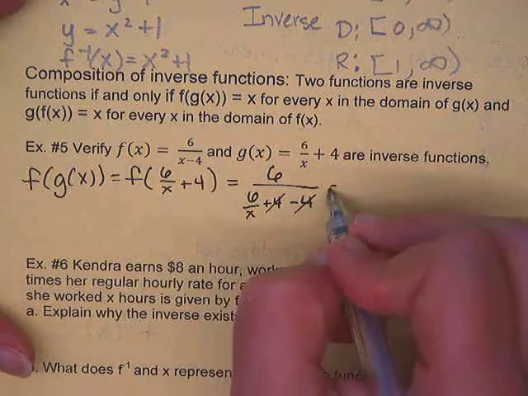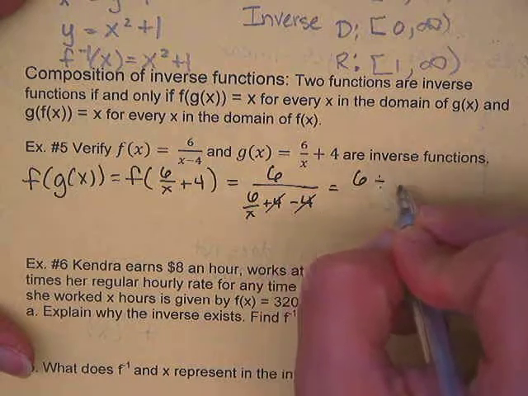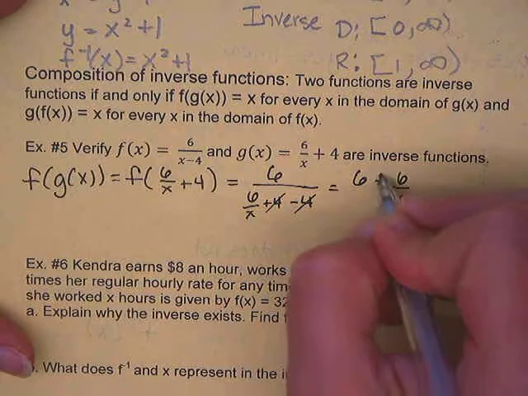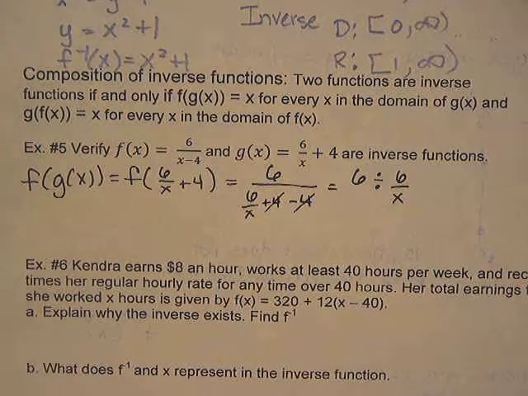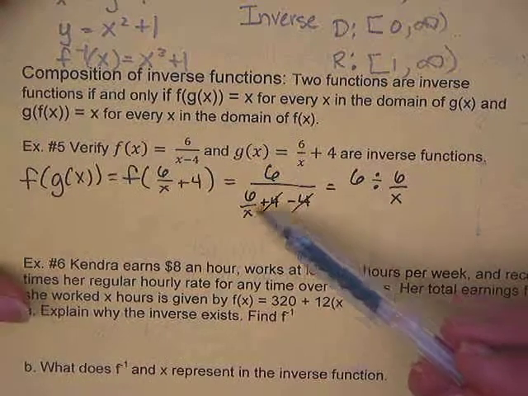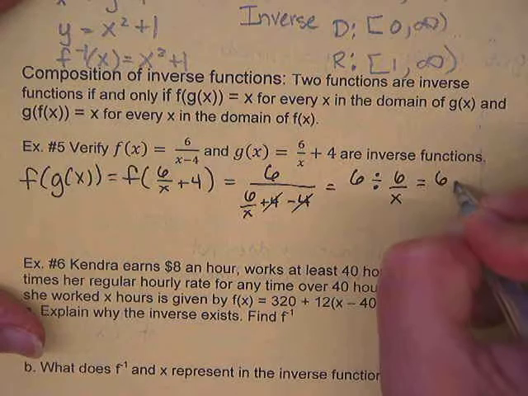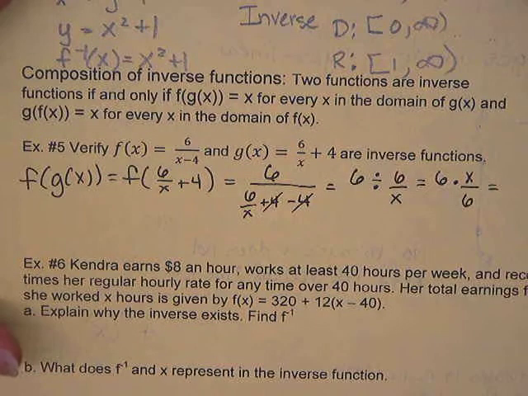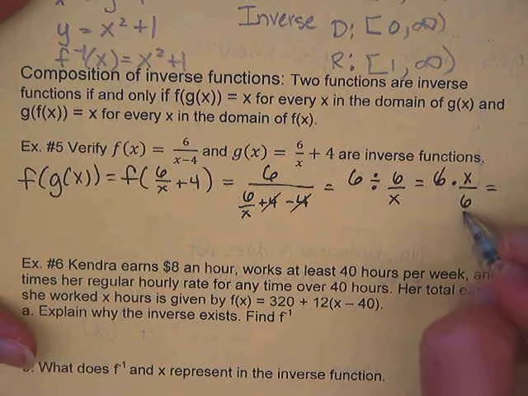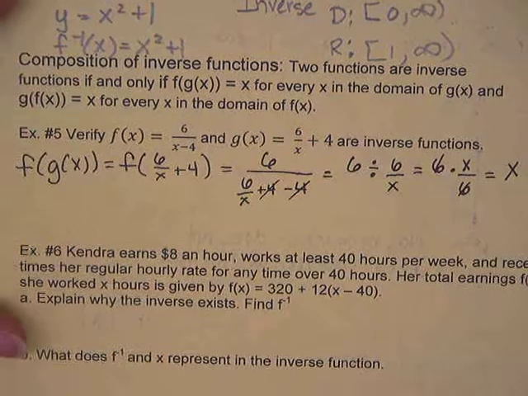You can see right away that the 4's would cancel, and you would have 6 divided by 6 over x. I'm going to switch notation just because sometimes we forget how to divide fractions, or that this is a fraction divided by a fraction. And we know when we divide fractions, we multiply by the reciprocal: 6 times x over 6. The 6 multiplying and dividing by 6 will cancel, and you'll just get x.